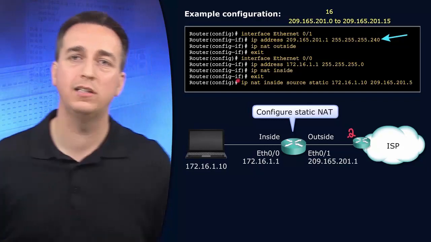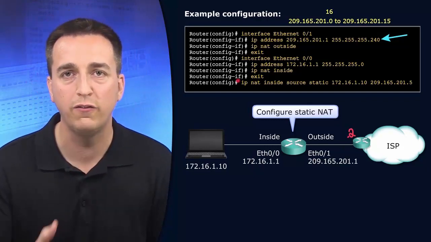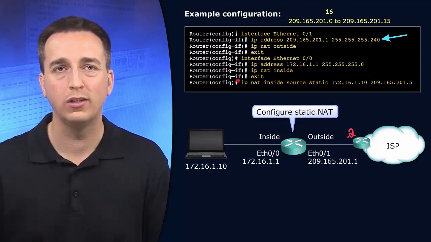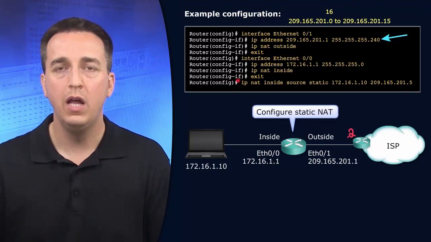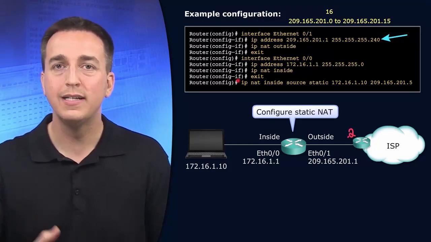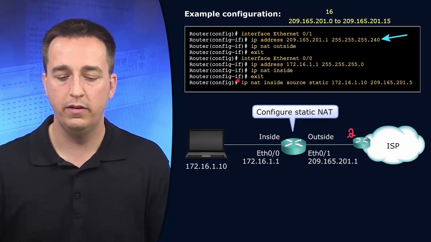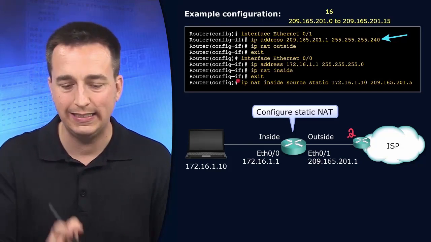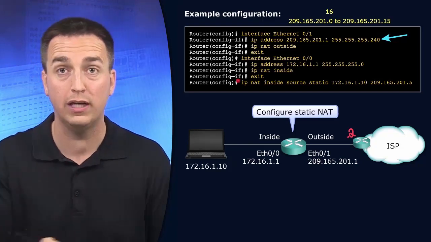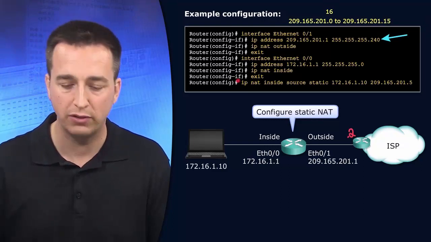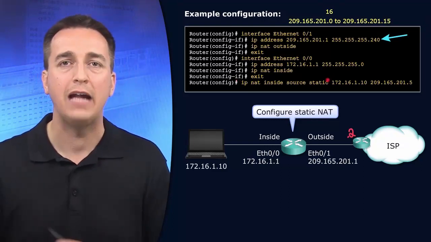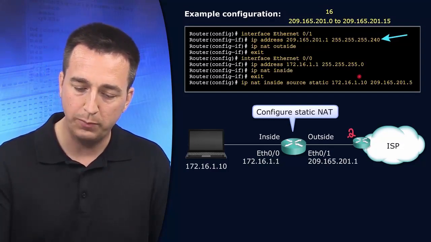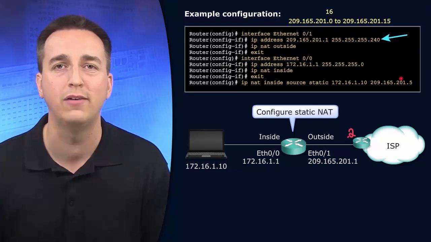Here's our command that ties it all together. It's what configures that static translation. ip nat inside source static. So what we're saying with this command is that we are going to be translating those inside source addresses, in this case the private IP addresses, to public IP addresses. And we're going to do it using a static NAT translation. And the static NAT translation is this private IP address is being translated to this particular public IP address in our example.